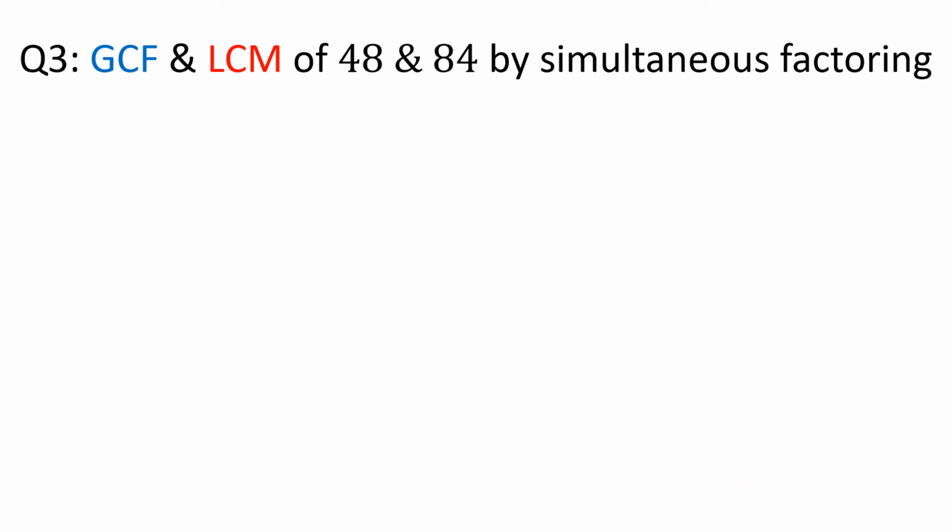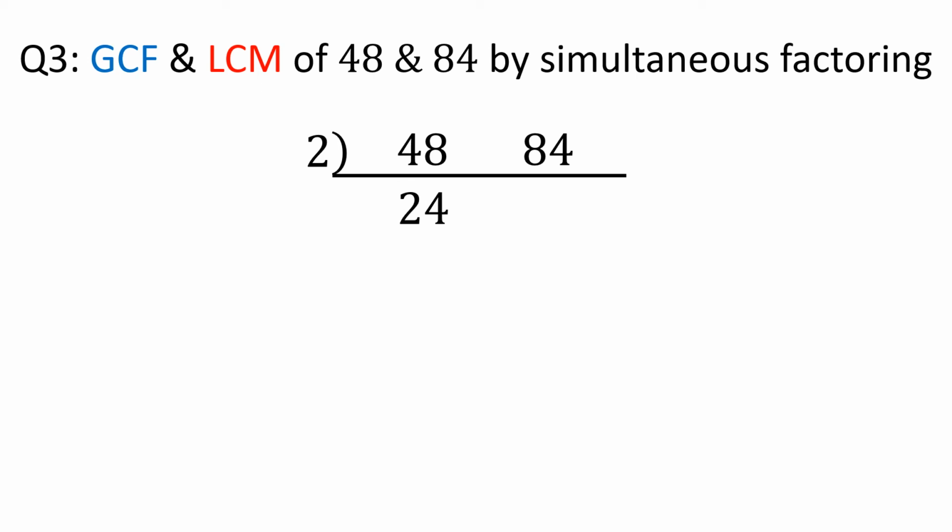Now let's look at one more question, the GCF and LCM of 48 and 84 by simultaneous factoring. Place 48 and 84 side by side. Both numbers can be divided by 2. 48 divided by 2 is 24, and 84 divided by 2 is 42. We have 24 and 42. Both numbers can be divided by 2 again. 24 divided by 2 is 12, and 42 divided by 2 is 21.